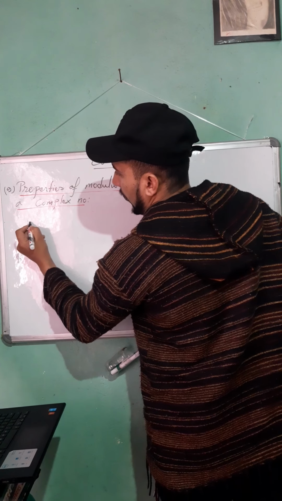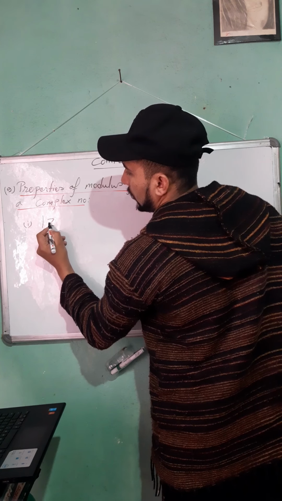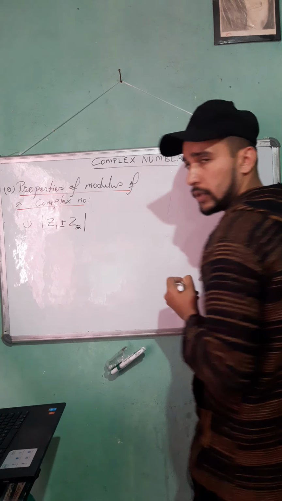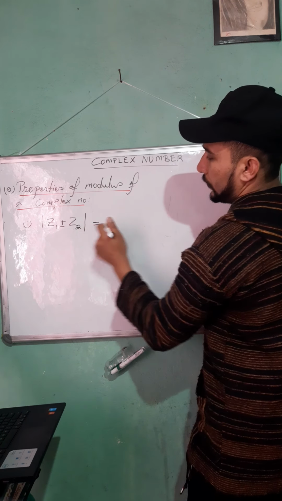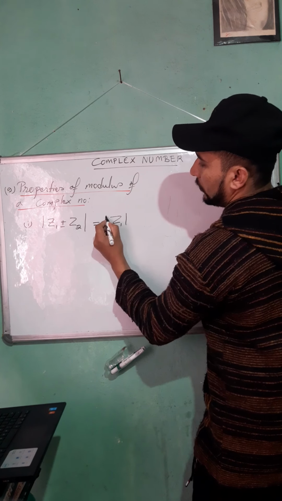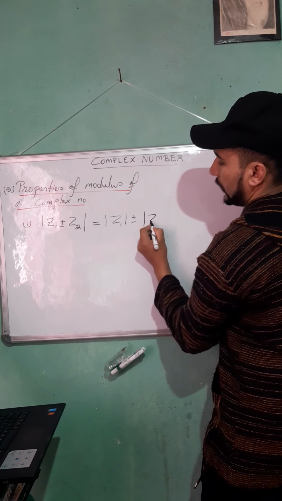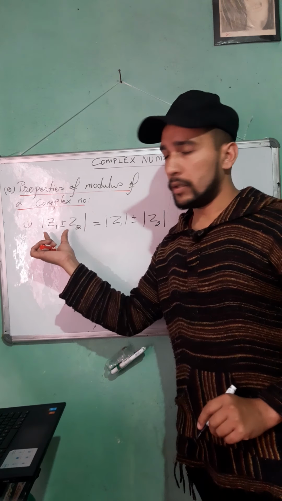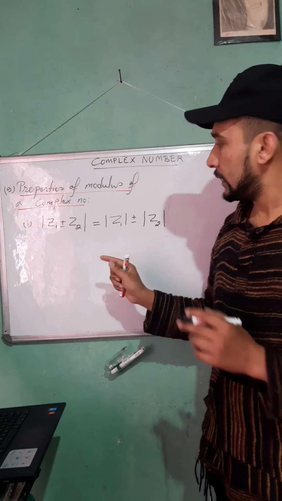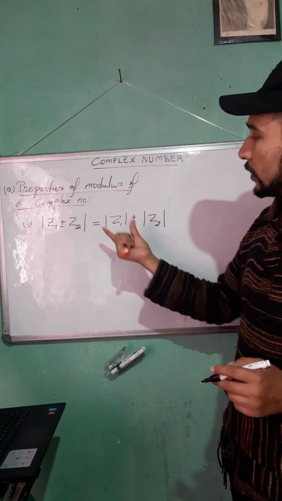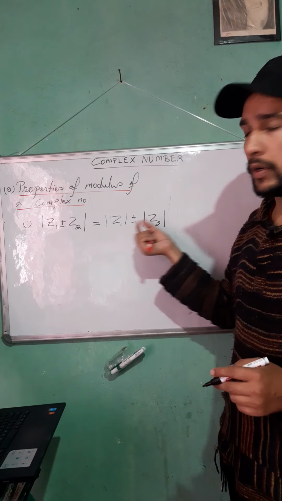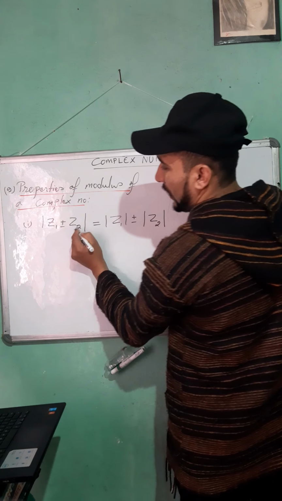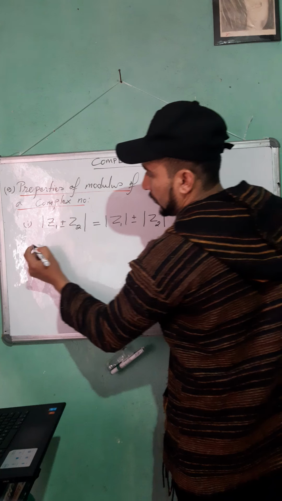So property number 1, mod of z1 plus minus z2, it might be plus minus, will be equal to mod z1 plus minus mod z2. You can split. When you add two complex numbers, whatever modulus you get will be equivalent to the modulus of the first complex number plus or minus the modulus of the second complex number. So z1 and z2 are two different complex numbers.